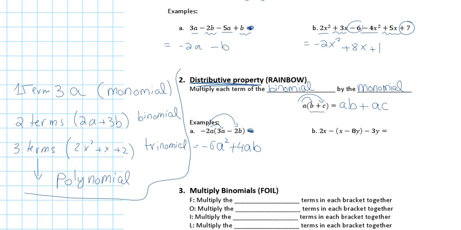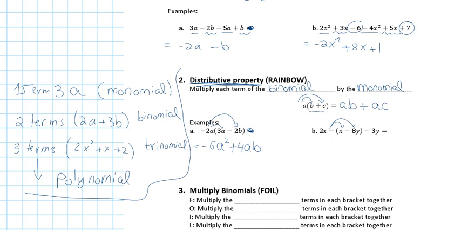Okay, let's read this. So that says 2x minus, open bracket, x, take away 8y, close bracket, take away 3y. How can I simplify this? That's right. So in this case, that negative is in front of this bracket, so that negative is going to affect everything inside the bracket. Okay? You're going to pretend it's a negative 1 that's there. All right?